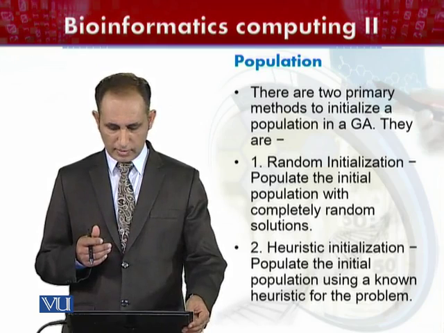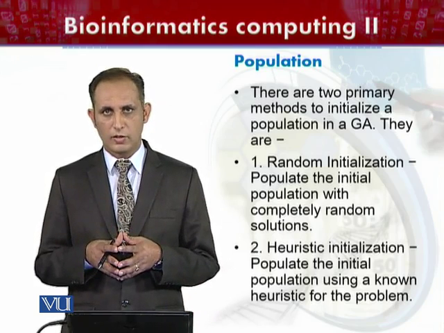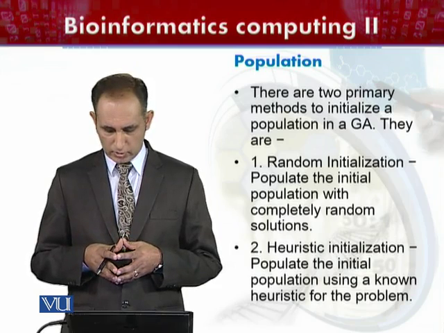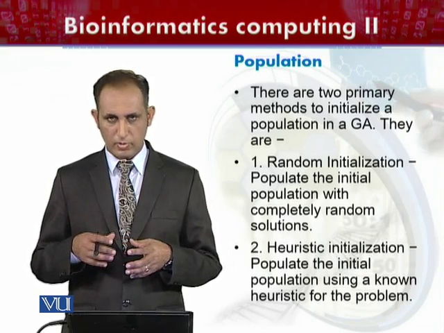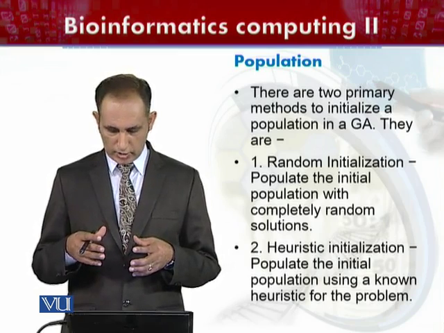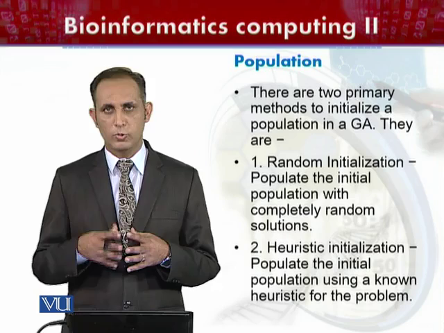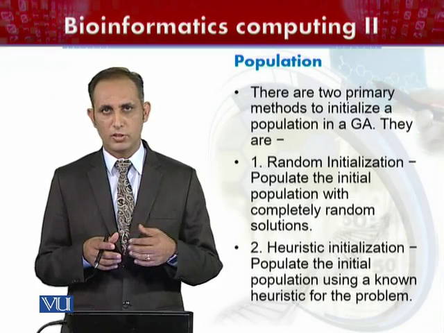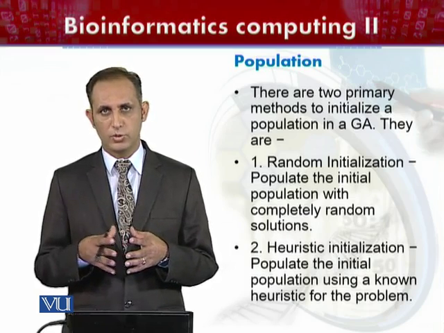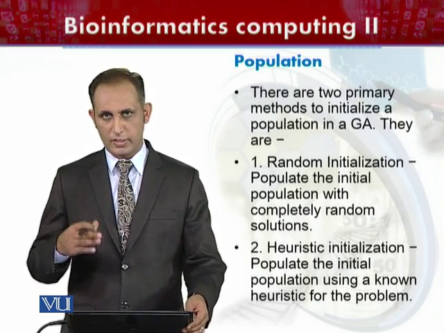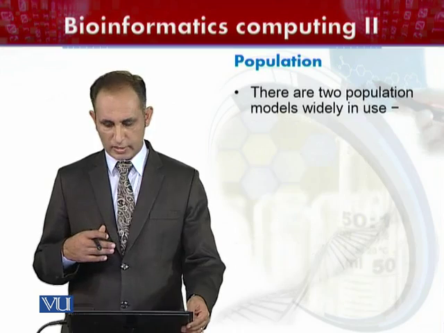While in heuristic methods, there is no random populating of the population, but you have to populate the initial population using a known heuristic for that specific problem. So both the approaches are very much different from each other. One is using a random approach while the other one is using a heuristic approach to populate that specific population or to initialize that population.